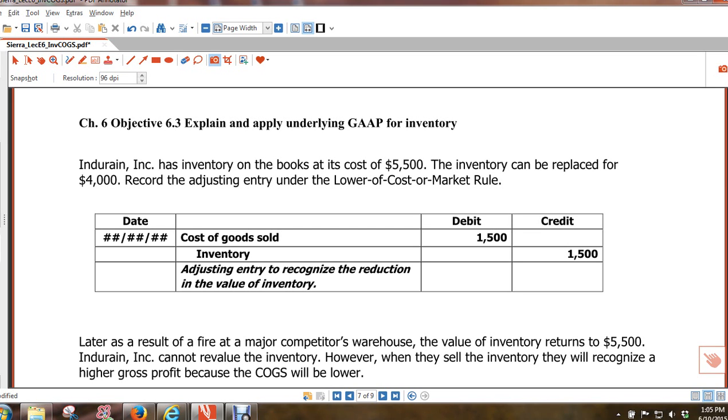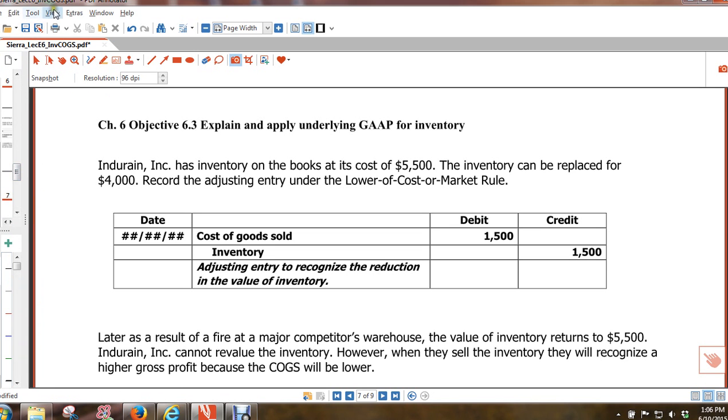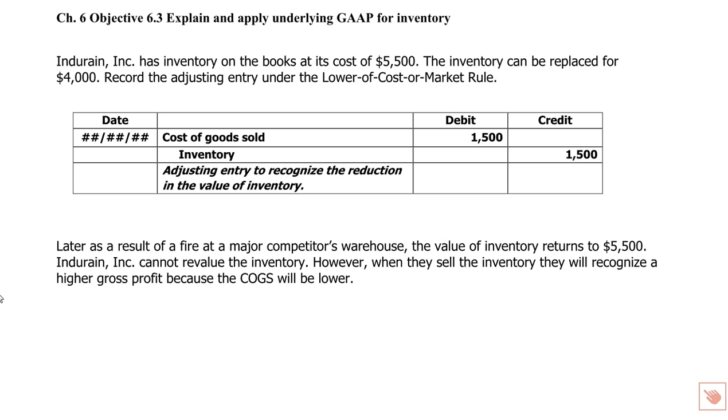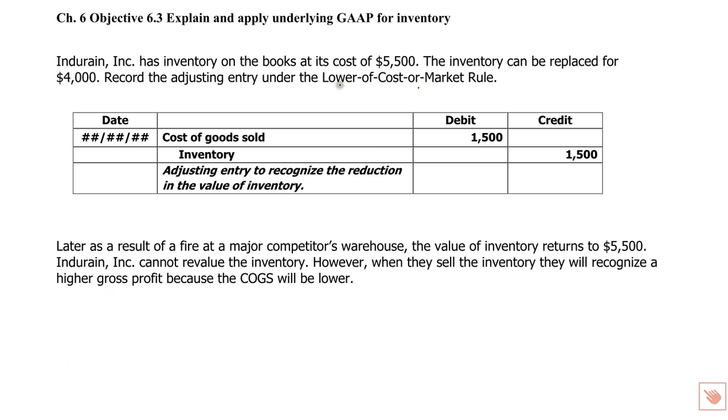All right, we're still in chapter 6, talking a little bit more about inventory in particular. On this part, we're going to discuss the lower of cost or market rule. So we have the lower of cost or market rule. It prevents inventory from being overstated.